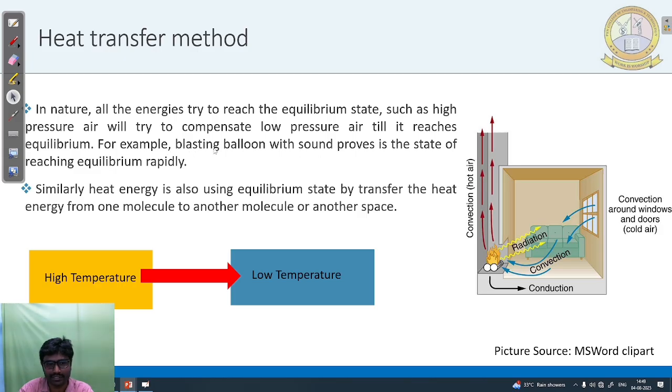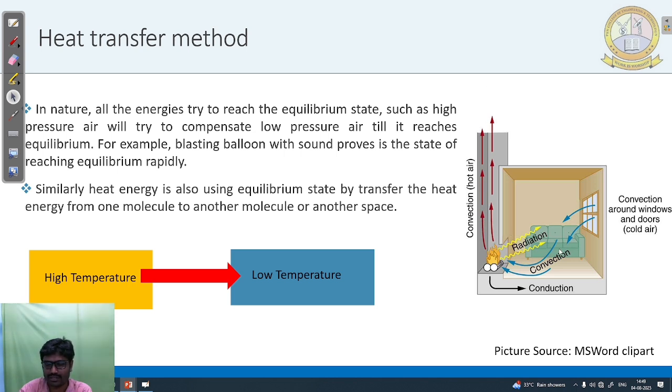A simple example I have mentioned here is a balloon bursting with a sound, which shows the state of reaching equilibrium rapidly with respect to pressure. With respect to heat transfer, we have high temperature and lower temperature until they reach equilibrium temperatures. We already know we have different heat transfer modes: conduction, convection and radiation. Inside a room I have shown the three happening combined. Conduction is happening through the walls, convection is happening from the walls and roof towards the air inside the room, and thirdly radiation is happening from the fire to the atmosphere.